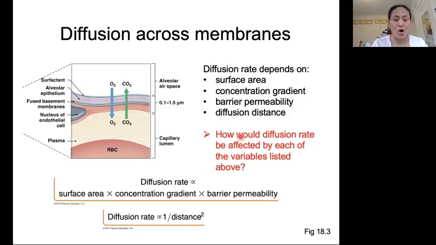Those relationships are all embodied in these mathematical relationships right here. Diffusion rate is proportional to surface area times concentration gradient times barrier permeability, and it's inversely proportional to the square of the diffusion distance.